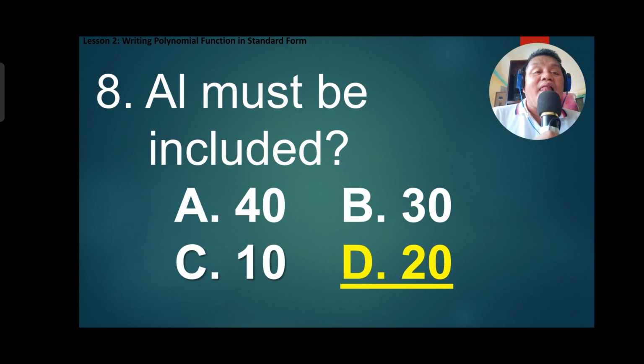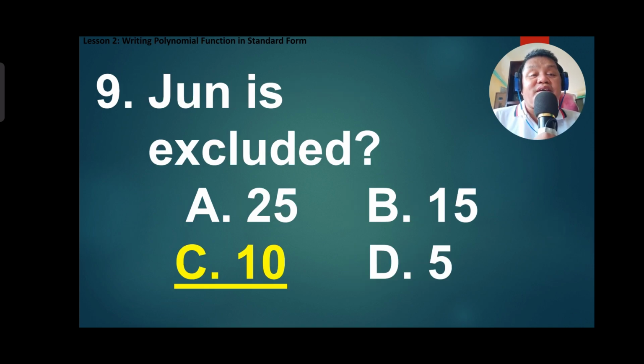Number 8. Al must be included. Still, Al is included. So the answer here is 20. Number 9. June is excluded. So there are only 5, taken 3 at a time. So the possible answer here is 10. Anyway, again, check this with your calculator.